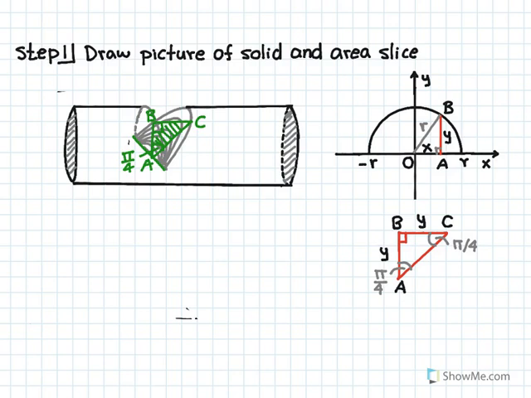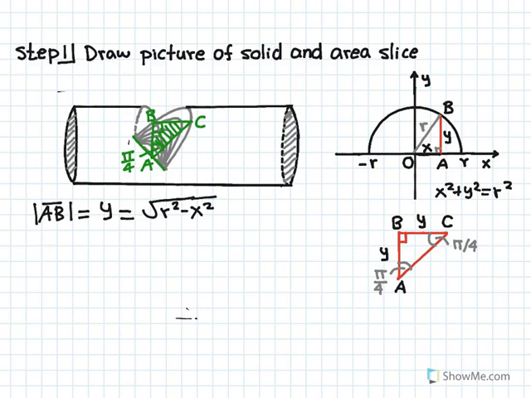All right, so we can see that the area slice perpendicular to the x-axis is a distance x from the origin. And let's find the distance AB. The distance AB is simply y, because y represents the distance to the x-axis. But we want y in terms of x. So looking at the equation of a circle, we have x squared plus y squared is equal to r squared. So y is going to be the square root of r squared minus x squared.